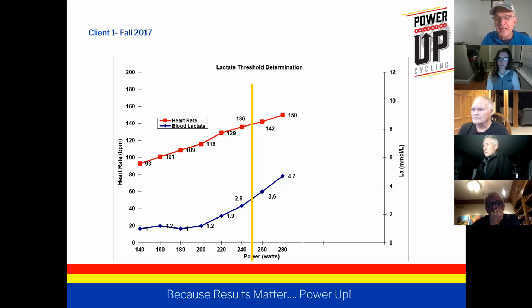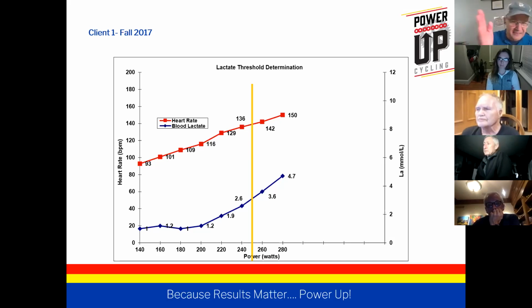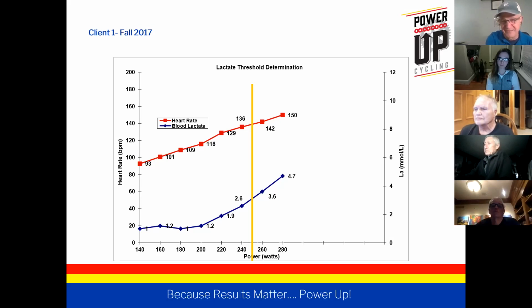So, in exercise science, everybody talks about threshold being this one magic number. It's a zone. And it's not black and white. It's not that to the left of that number, it's all aerobic, and to the right of that number, it's all anaerobic. It's gray. It just gets more black to the right and more white to the left.